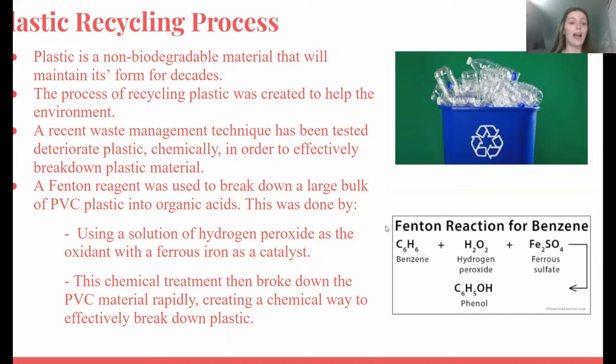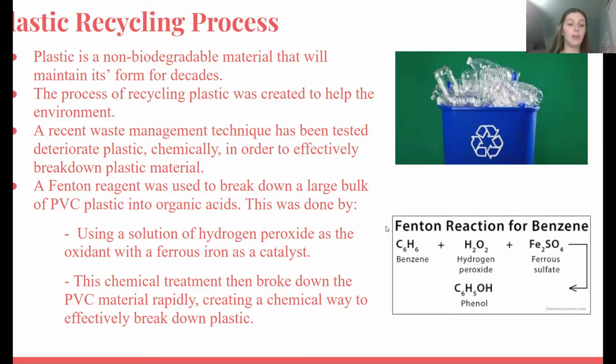So recently there has been a study about how we can take plastic and actually break it down chemically in order to effectively degrade plastic and not have to reuse it. So this was done using a Fenton reagent. And if you look over to the right to the picture on the bottom, you can see the reaction for yourself that occurs. So the Fenton reagent was used to break down, in the article I read, a large bulk of PVC plastic into organic acids.